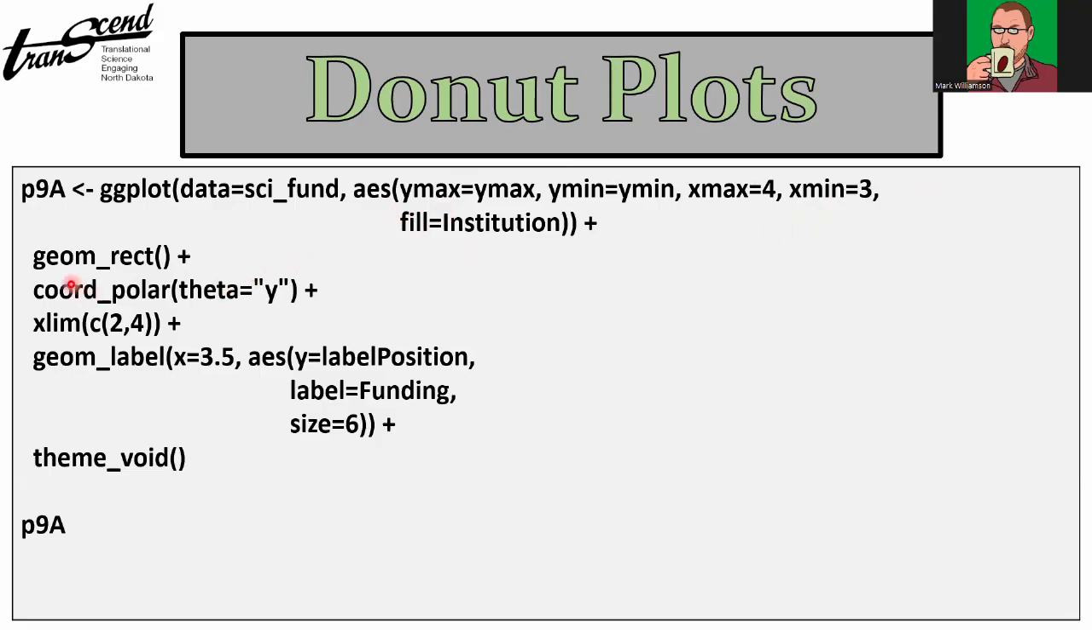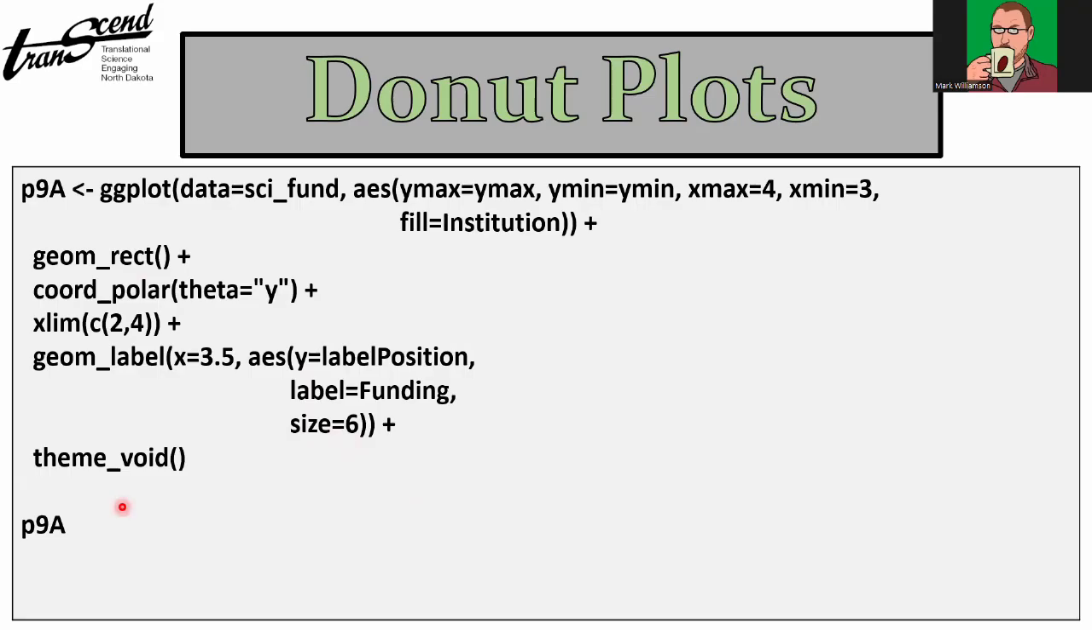Then we're actually going to use the geom rectangle. So essentially we're making rectangles, but then we're going to throw them into a polar coordinate, which the option we need is coordinate polar, theta equals y. We can do our x limits. Again, that'll kind of help set up how big this is. We'll do geom label at 3.5, so right in the middle sort of these actual donuts. And then the actual position is from our data set, label position, and label by funding, and bump up the size, and then theme void to sort of clean things up.